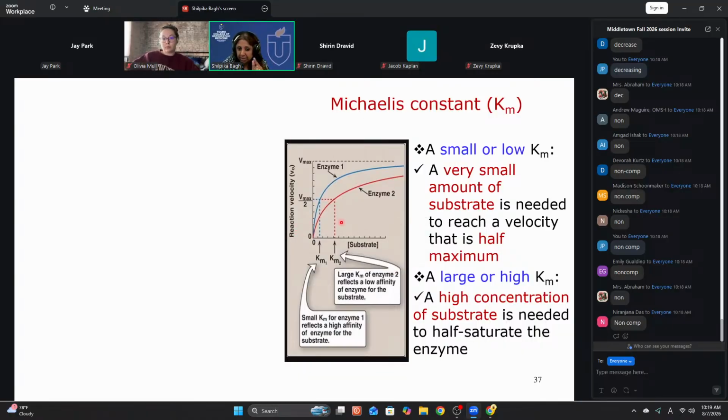If you shift the hyperbolic curve right, do you need a larger substrate concentration to reach the same Vmax by 2? So moving the hyperbolic curve right is activation or inhibition? Inhibition. Is it competitive or non-competitive inhibition? Competitive inhibition. Very good.